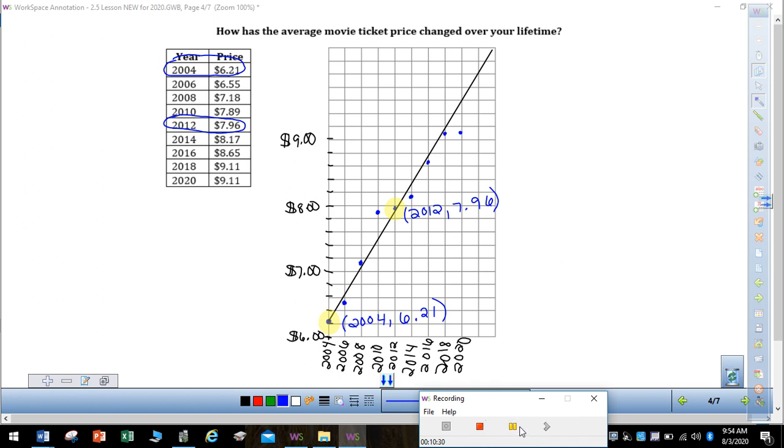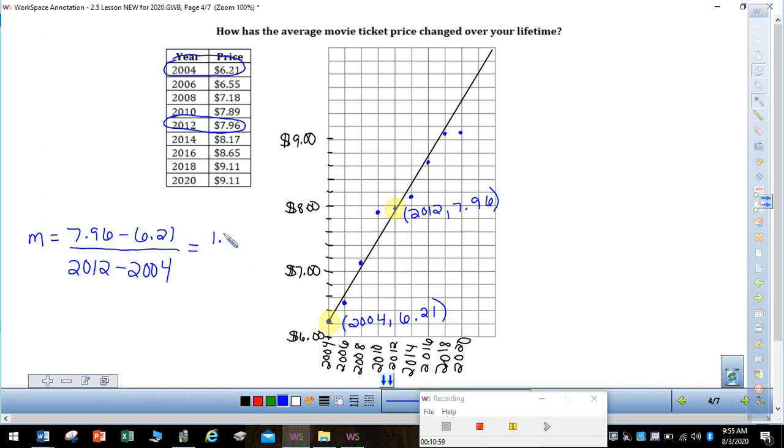So now we're going to use some skills that we've just been practicing in the previous lessons. We've got 2 points that our line passes through. We can start by using those 2 points to find the slope of our line. So we're going to subtract the y values, y2 minus y1, so that's going to be 7.96 minus 6.21. And then on the denominator, we're going to subtract the x values. So we end up getting 1.75 over 8. And we're going to go ahead and divide that. So in our calculator, let's do 1.75 divided by 8, and we get our slope, which is about 0.21875.